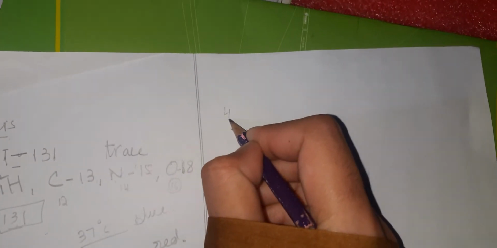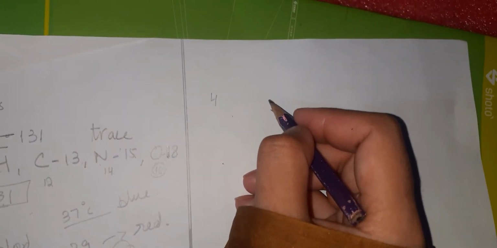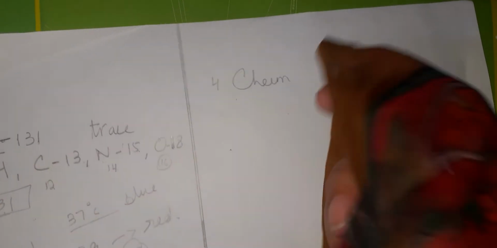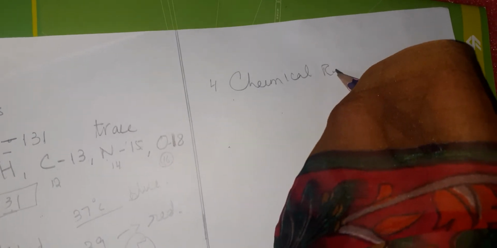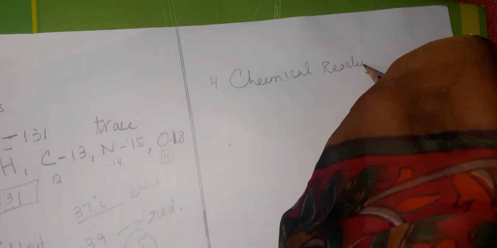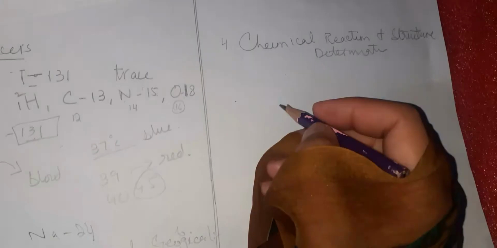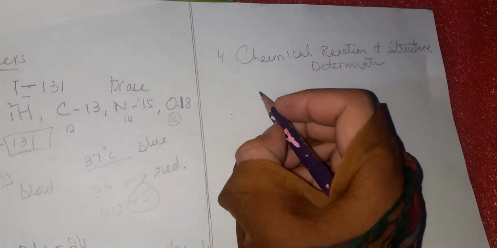The fourth use of isotopes is in chemical reactions and structural determination. The same carbon 14 is used in this case.